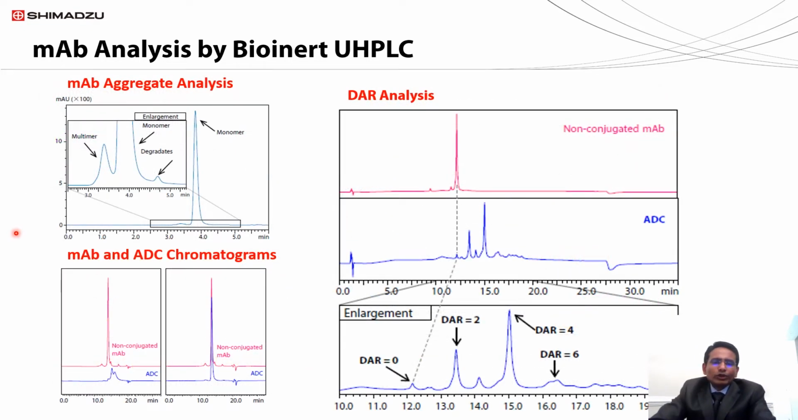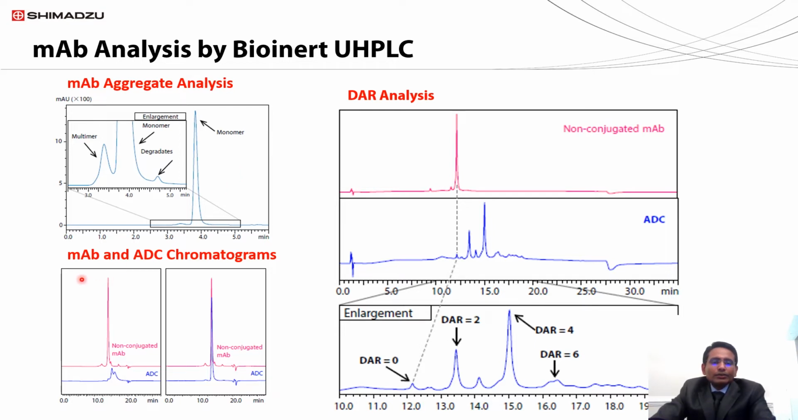I'm going to show you some of the analysis by Bioinert UHPLC. First, mAb aggregate analysis. This is a very powerful tool for the analysis of mAb aggregates. The reason is, see, the peak is very sharp and nicely separated. So this is very useful for the analysis of aggregates.